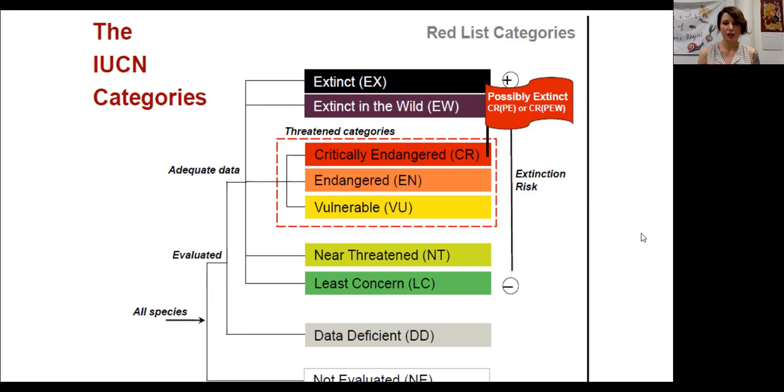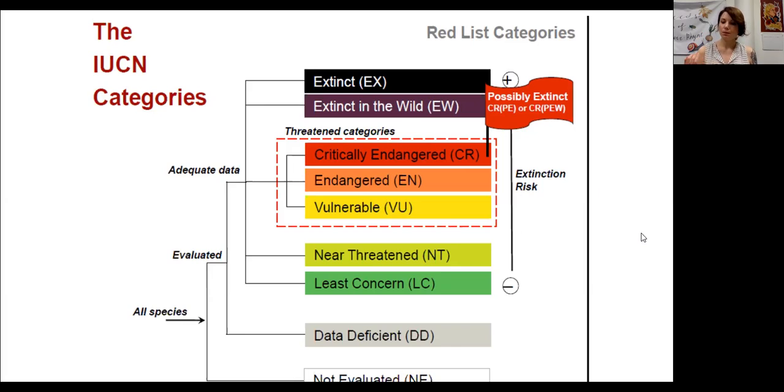So after data deficient, the next step is least concern. So these are ones that have been assessed. They've decided they're fine, none of immediate concern. Next up is near threatened. So things are starting to get more serious. And then next up, you see in that red dotted box, those are our threatened categories. So once an animal falls within this group, we're in some trouble. So these are our vulnerable, endangered, and critically endangered animals.